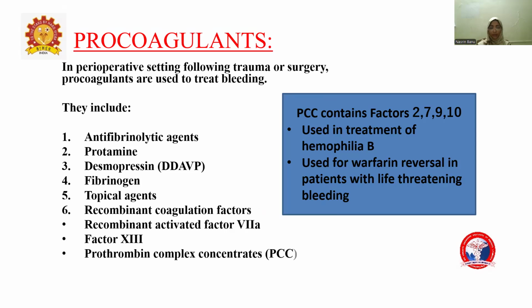Then we have seen what is hemostasis, what are the tests of coagulation, and we'll see what procoagulants are. These are used in the perioperative setting following trauma surgery. Procoagulants are used to treat bleeding. They include antifibrinolytic agents, protamine, desmopressin, fibrinogen, topical agents, and recombinant coagulation factors, that is activated factor 7A, factor 8, and PCC, that is prothrombin complex concentrates.